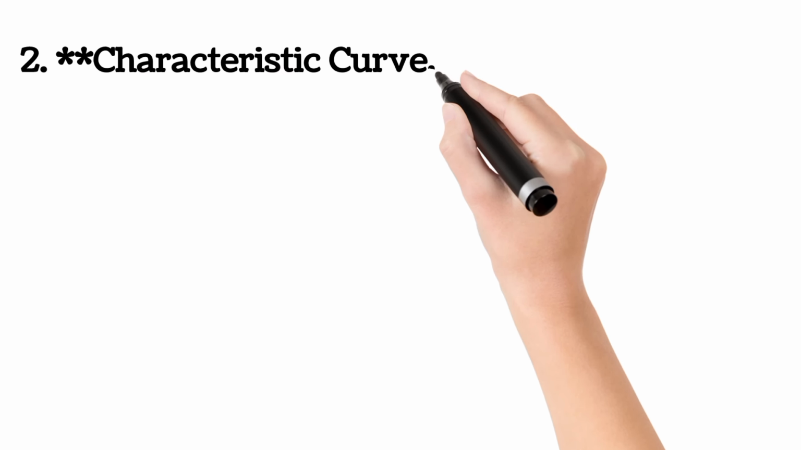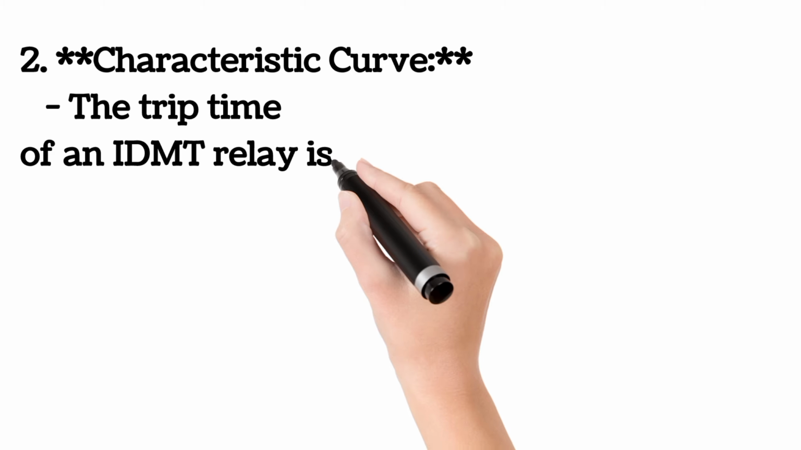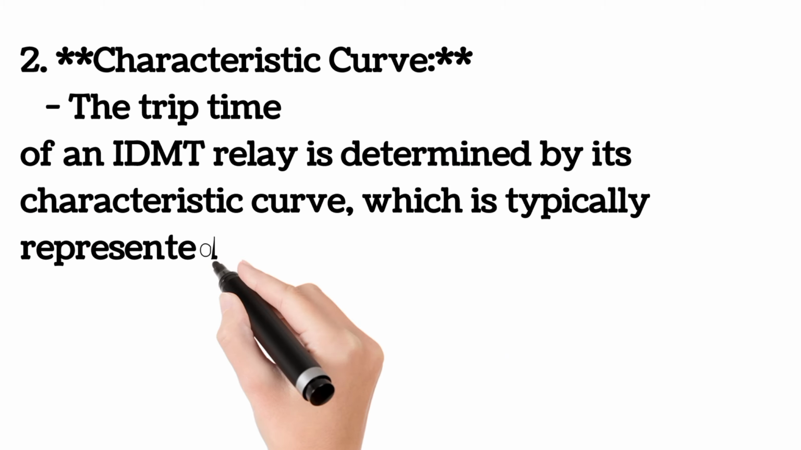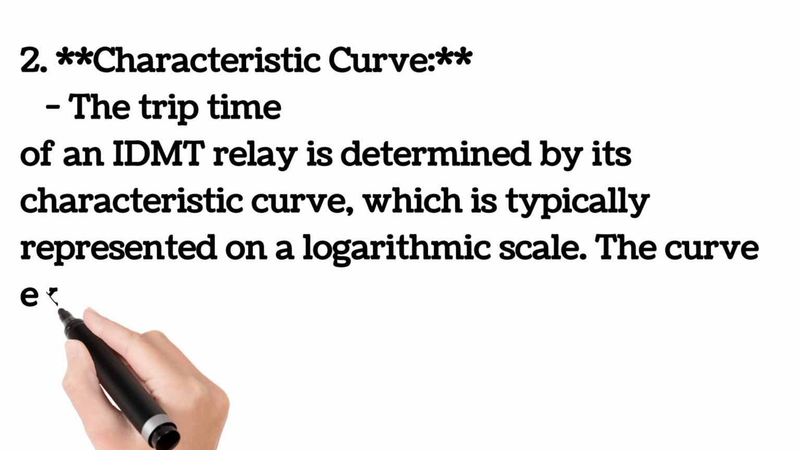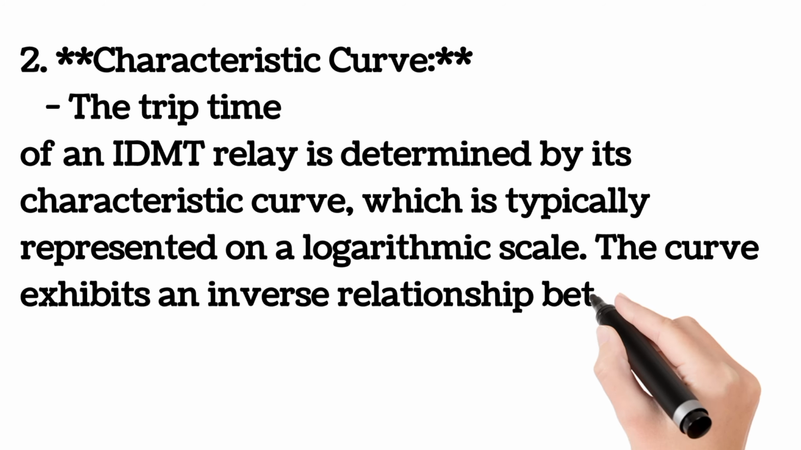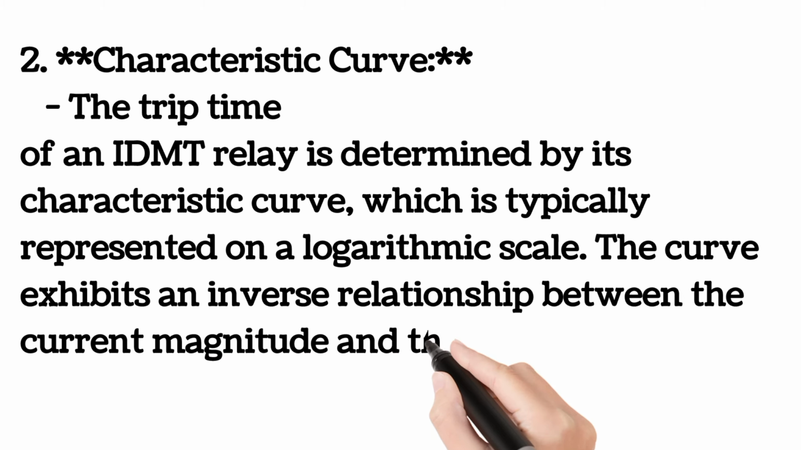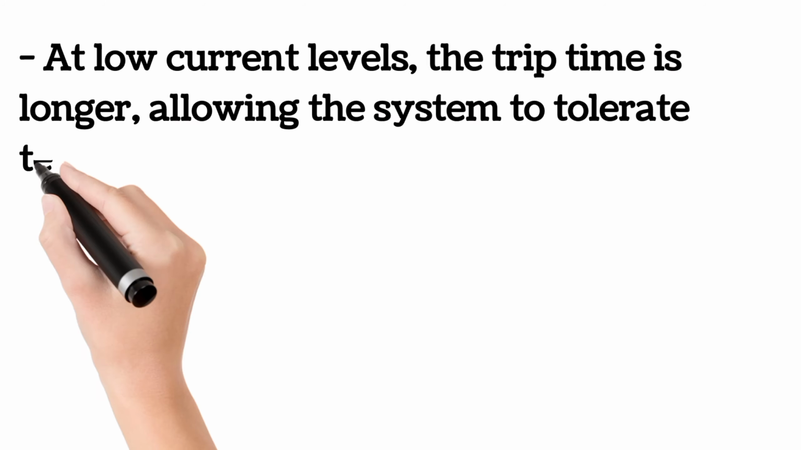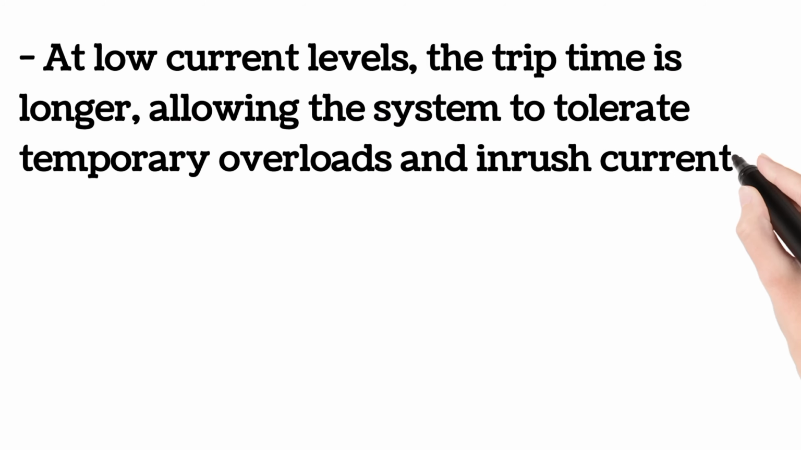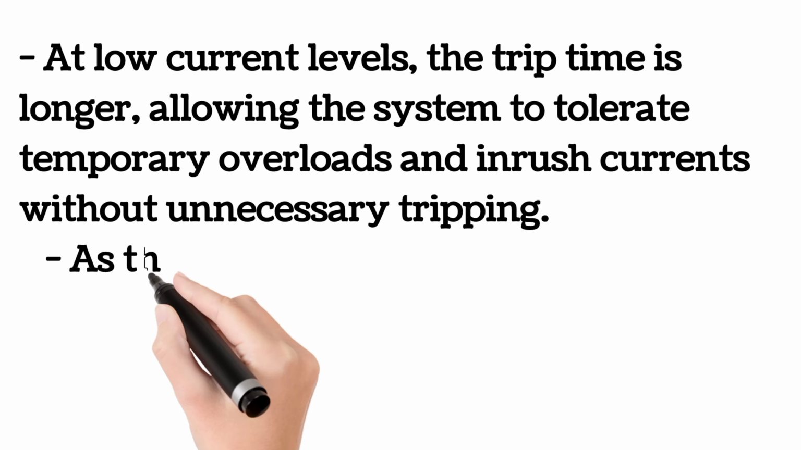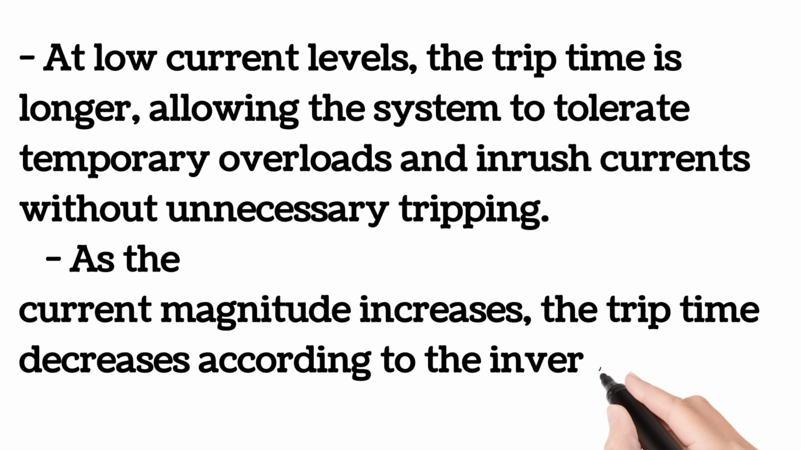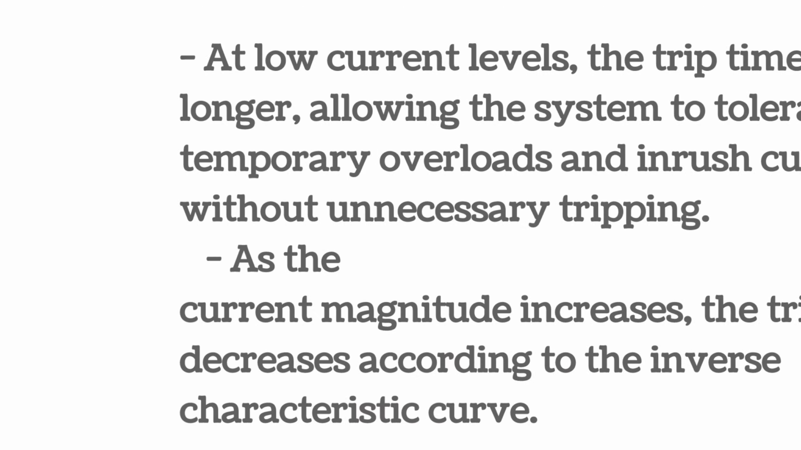2. Characteristic curve. The trip time of an IDMT relay is determined by its characteristic curve, which is typically represented on a logarithmic scale. The curve exhibits an inverse relationship between the current magnitude and the trip time. At low current levels, the trip time is longer, allowing the system to tolerate temporary overloads and inrush currents without unnecessary tripping. As the current magnitude increases, the trip time decreases according to the inverse characteristic curve.